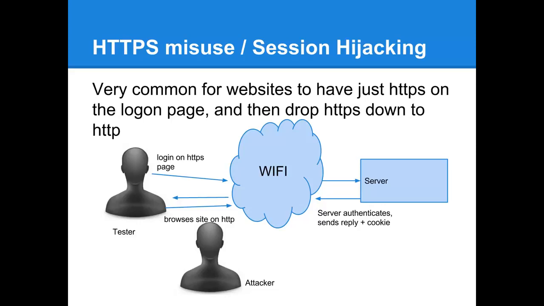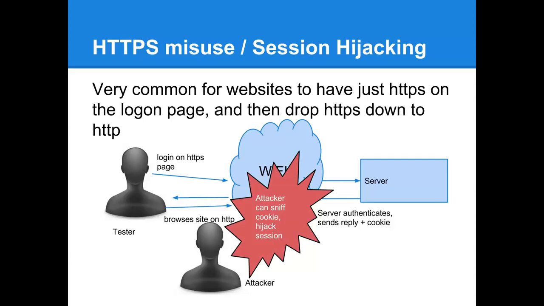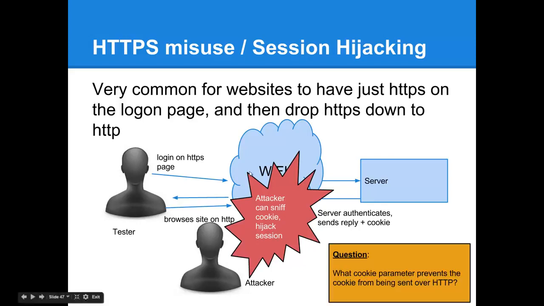And so subsequent visits, resource requests for the rest of the web page will be sent over HTTP, exposing the cookie and the session ID in plain text. And this allows the attacker who's sniffing to hijack the cookie, replay it, and hijack the session. It's trivial to pull off. And we've already covered one countermeasure to this. It's a cookie parameter. And so a question for you is, what cookie parameter prevents this from happening and prevents the cookie from being sent over HTTP?